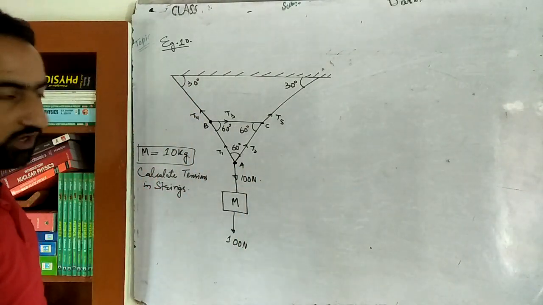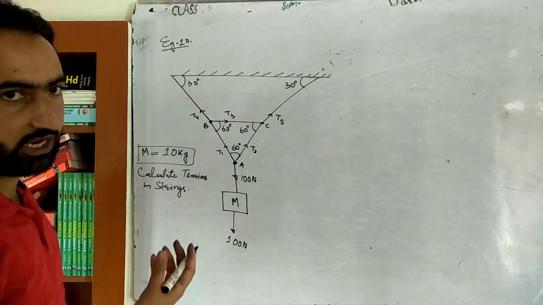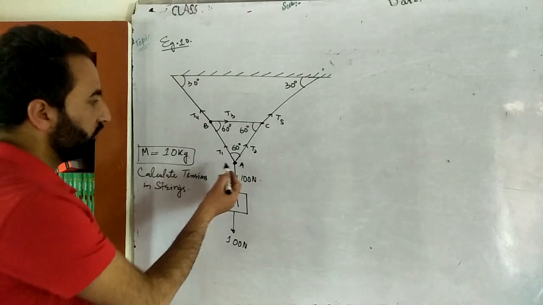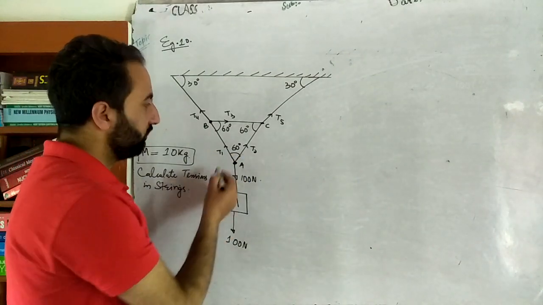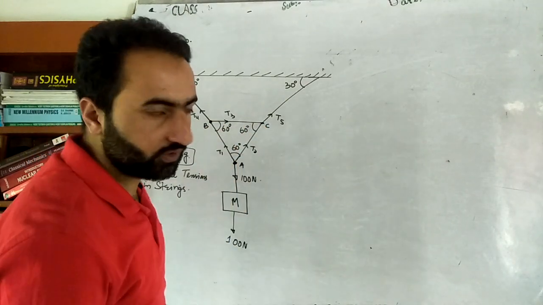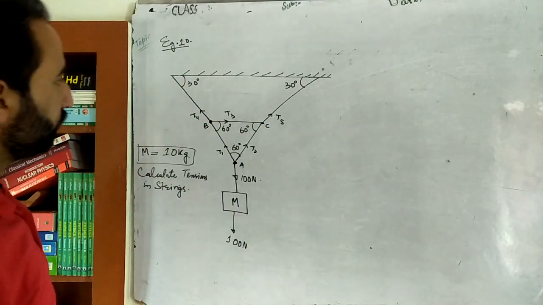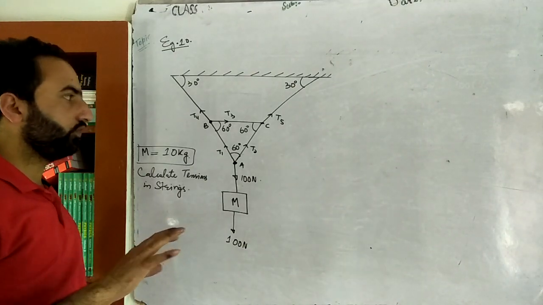Now you can use Lami's theorem three times: at node A, at node B and then at node C. At node A, you know the value of this 100 Newton, then you can calculate T1, T2. Once you are done with T1, you can apply Lami's theorem here and then here. Again, I will construct the free body diagram and use Lami's theorem. The calculation part, you will do yourself.